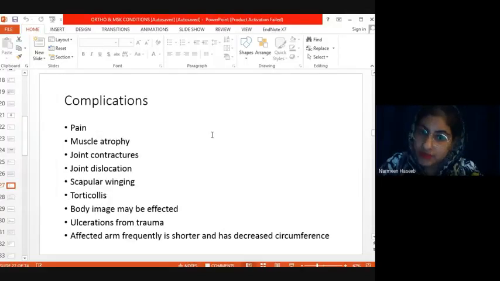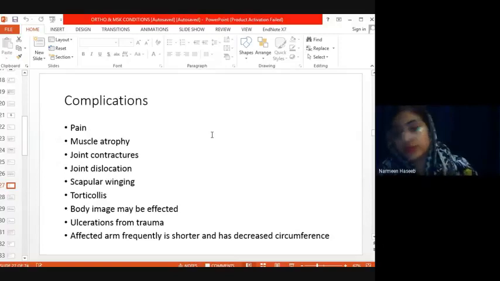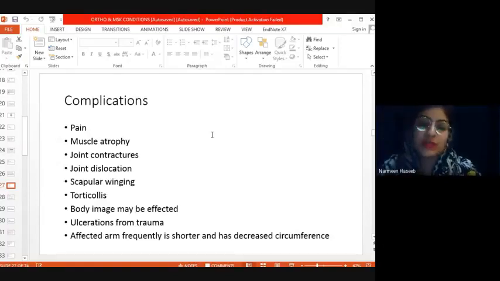Complications: pain, muscle atrophy, joint contractures, joint dislocation, scapular winging, torticollis, body image may be affected, ulcerations from the trauma, and the affected arm frequently is shorter and has a decreased circumference. So, what are the complications? Pain, muscle atrophy, joint contractures, joint dislocations, scapular winging, torticollis, body image may be affected, ulcerations from the trauma, and the affected arm frequently is shorter, has decreased circumference.